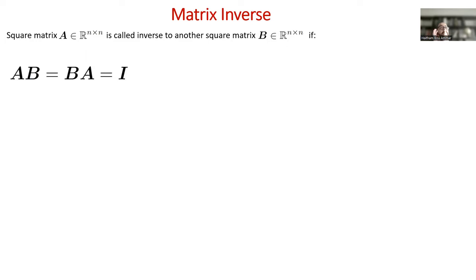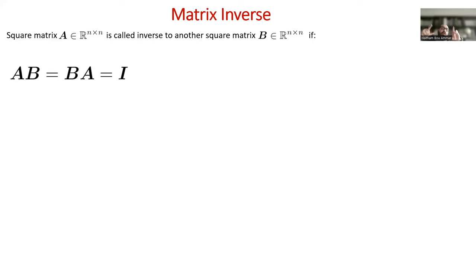So if you have a matrix B and you want to find its inverse, you need to find a matrix A such that if you multiply A by B in any order, AB or BA, you will get the identity matrix. That's what we call the inverse of the matrix B. If B is square and you found a matrix A which is also square, and AB or BA gives the identity matrix, then A is called the inverse.